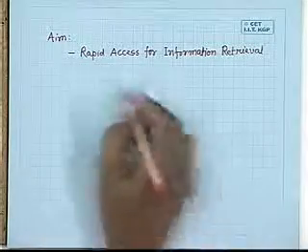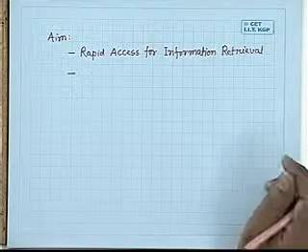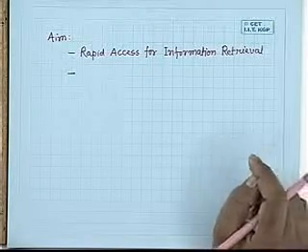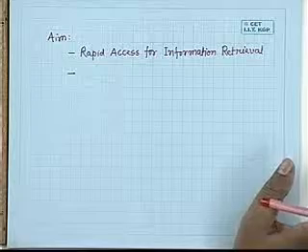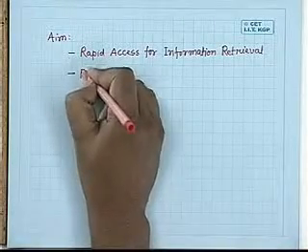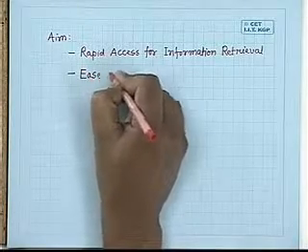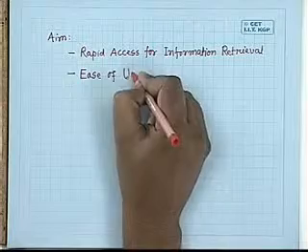Then the second objective is, if I want to update a file, the updation of a file or updation of data contained in a file should not be difficult. So updation should be very easy. So the second objective should be ease of updation.